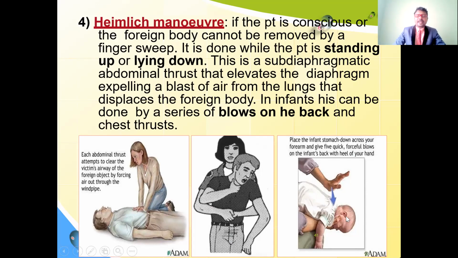But in case of infants, we are going to give some prone lying positions with the hands. We can give blows on the back and chest thrusts, so the obstructing material is going to come outside. These maneuvers, the Heimlich maneuvers, are helpful to remove the foreign material from the obstructed trachea or lungs.